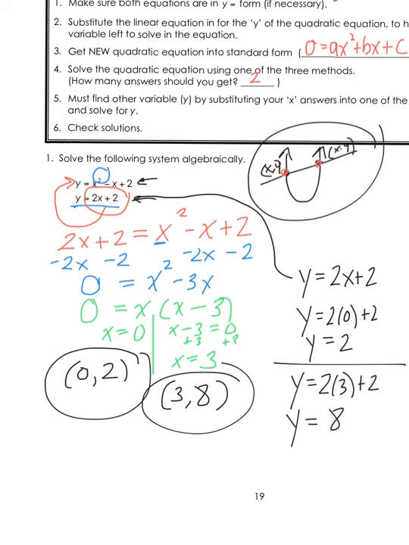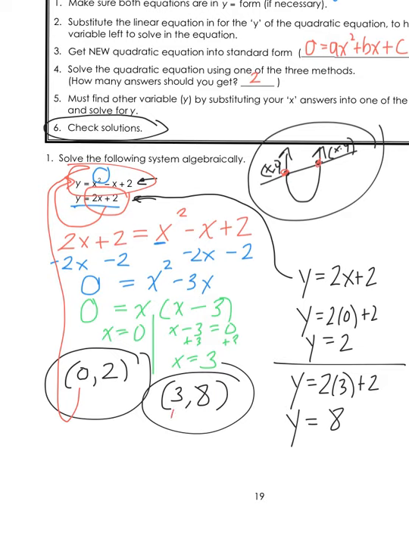Check your solutions. Here's where I would go to the calculator. I'm not going to pull up the calculator on this. I don't know how to do that. I'm not that fancy yet. But if I take 0 in the calculator and I plug that into this parabola right here, I should definitely get 2. When I take 3 and plug it into my calculator, I should get 8.